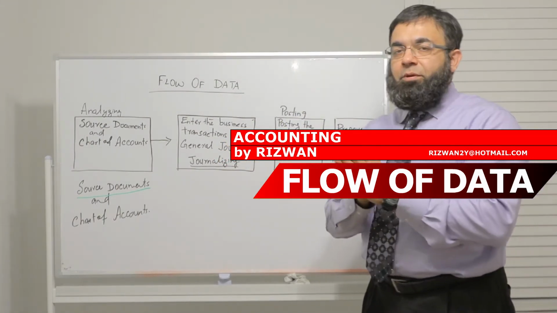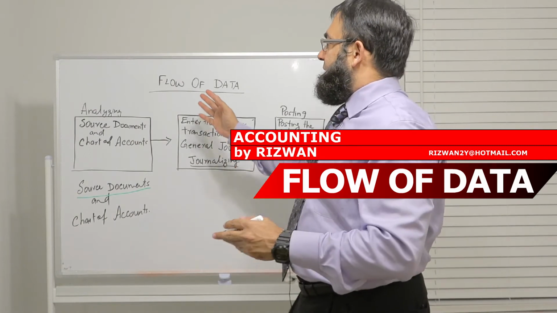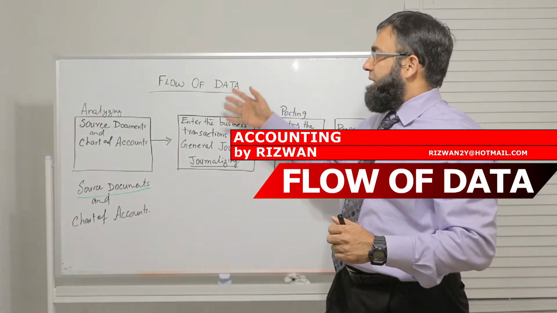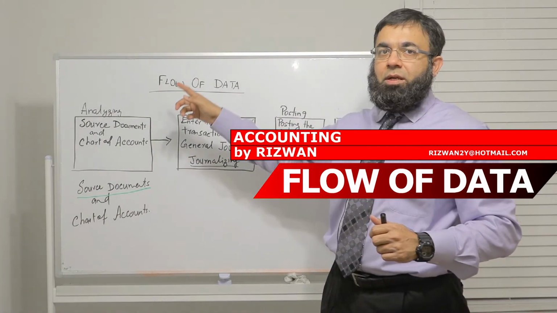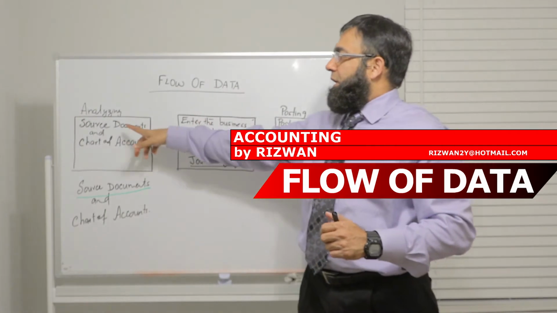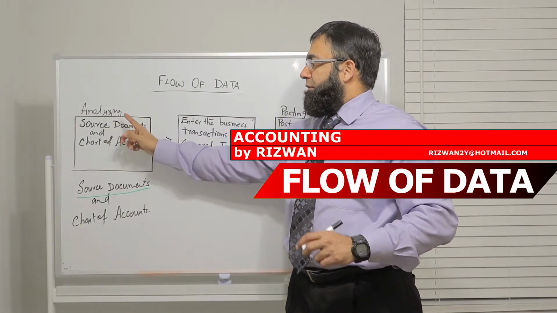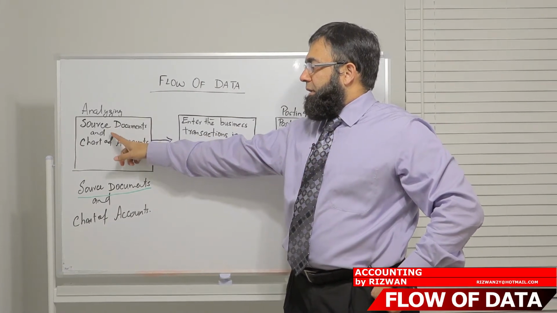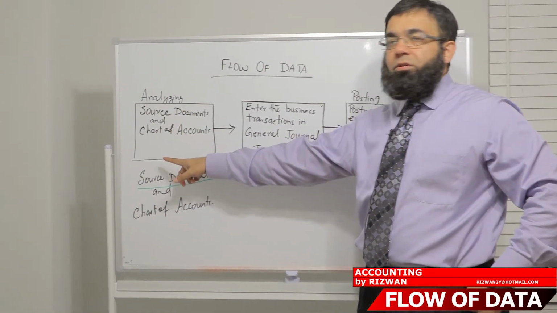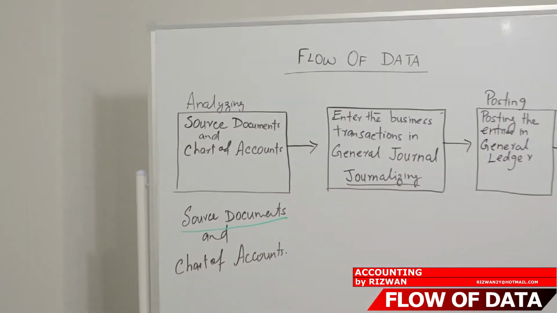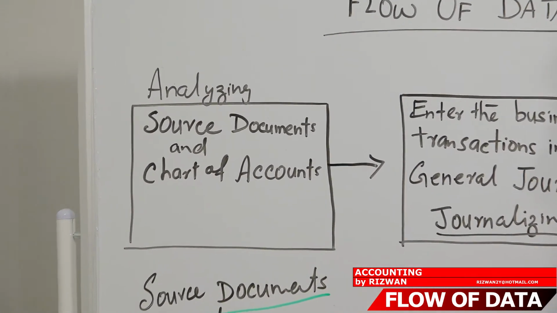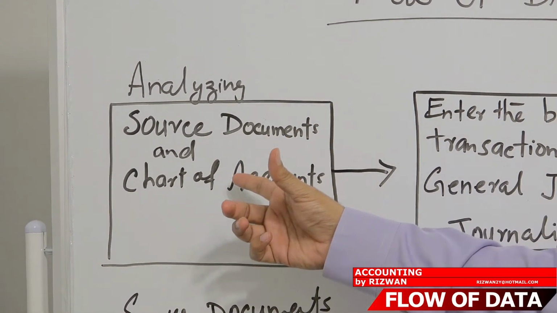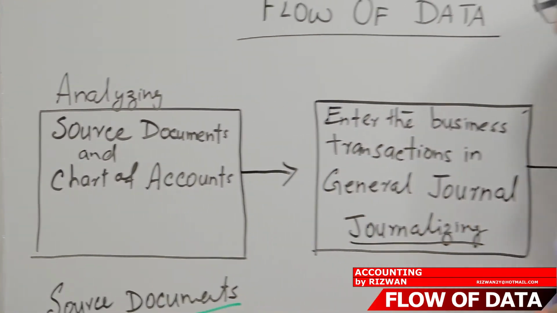In the previous lecture, we discussed the flow of data, and I will continue the same lecture that I started in the previous video. We started with how the data was flowing. First of all, analyzing. In analyzing, we have source documents and chart of accounts, and I gave you examples: all kinds of receipts and invoices will be considered. Even your pay stubs will be considered source documents because they are used as evidence.